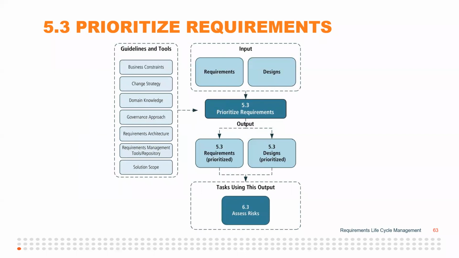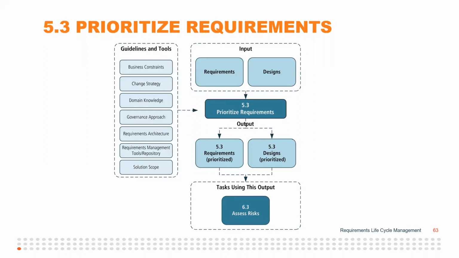So you've got business constraints, change strategy, domain knowledge, governance approach. Ooh, governance approach, that's a very important one, right? And requirements architecture, and then your requirements management tools or repository, and your solution scope. So that's a lot of guidelines and tools. Once again, the input is just requirements and designs, just like the first two tasks. And then the output is requirements and designs prioritized.